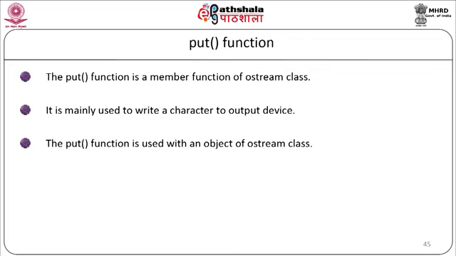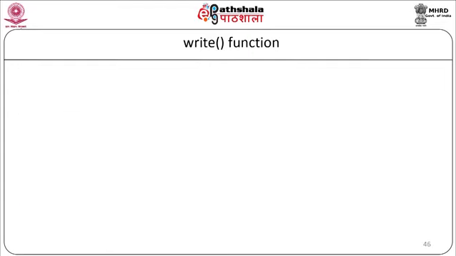The put function is used with the object of OStream class. The syntax is put(character c). Example is cout.put(ch1). The next is the write function.